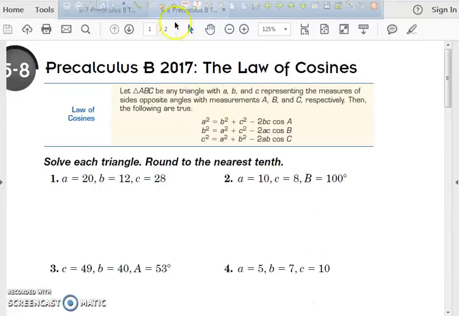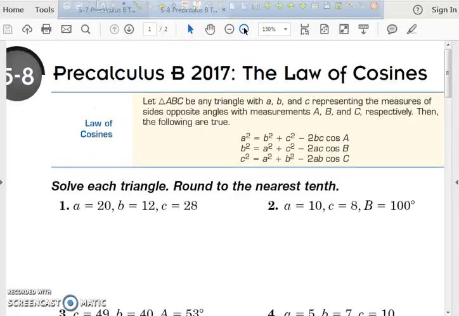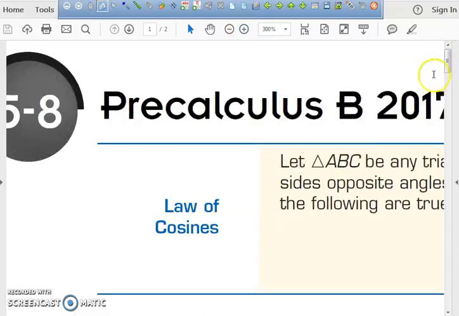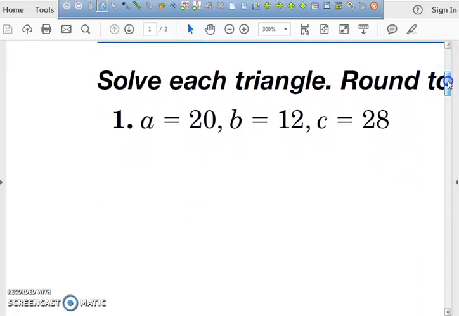Today, guys, we're going to talk about the law of cosines. We just went over the law of sines, but there are some situations where you cannot use the law of sines to find all the missing angles and missing sides of a triangle. So what we're going to do is use all of these three formulas here. I want you to focus in on problem number 1, the law of cosines.